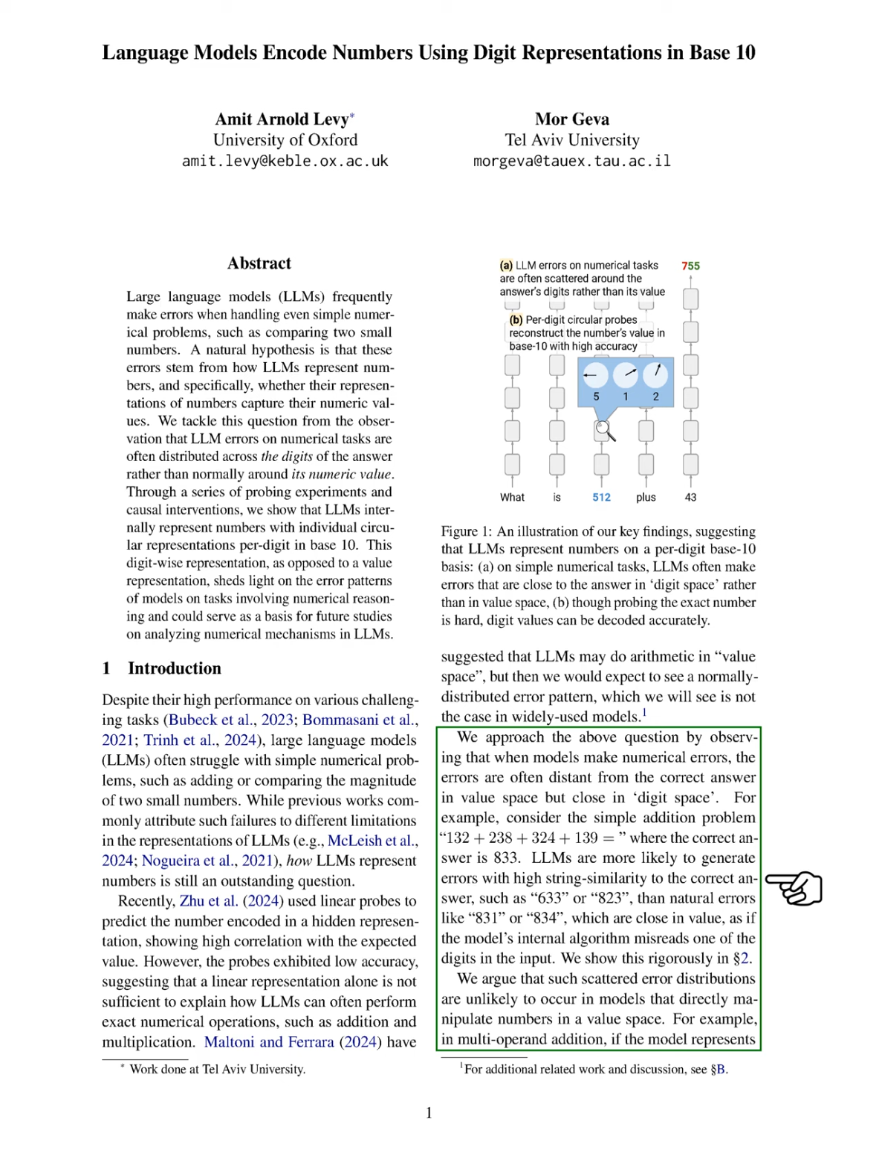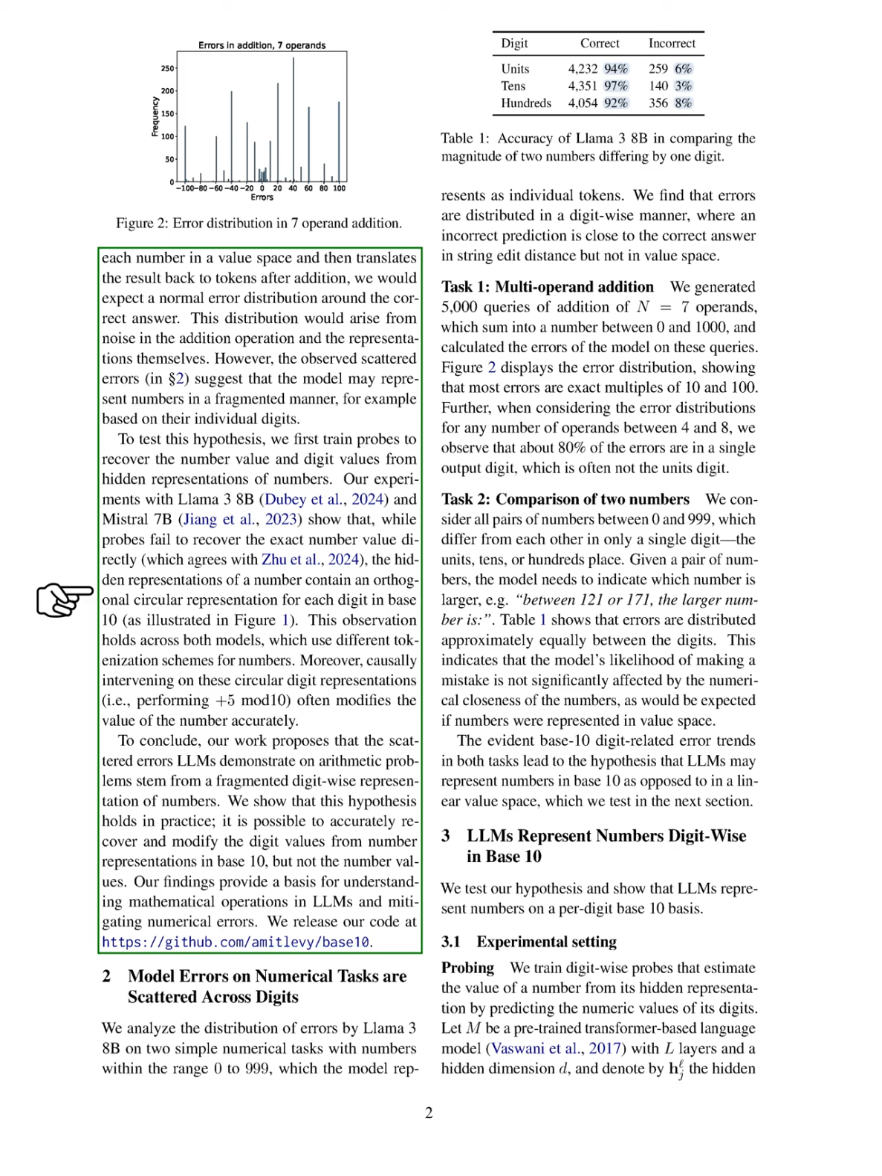We argue that this scattered error pattern suggests that LLMs do not manipulate numbers directly in a value space. If they did, we would expect a normal error distribution around the correct answer due to noise in the addition process. However, the scattered errors imply that the models might represent numbers based on their individual digits. To investigate this, we trained probes to extract both the number and digit values from hidden representations.